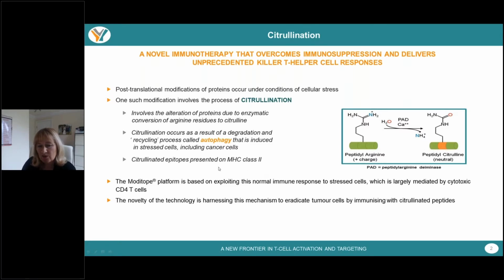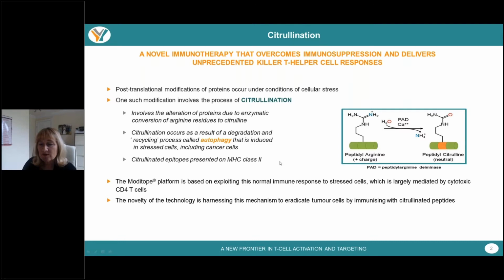Now, the class 2 processing pathway all the time samples the autophagosome and looks for epitopes it can present. So clearly during stress, when you've got this activation of PADs, you're presenting a new series of peptides, but those peptides also contain a citrulline. Now, as you're probably aware, most cells don't express MHC class 2, but indeed most of them can be induced to express class 2 with gamma interferon.